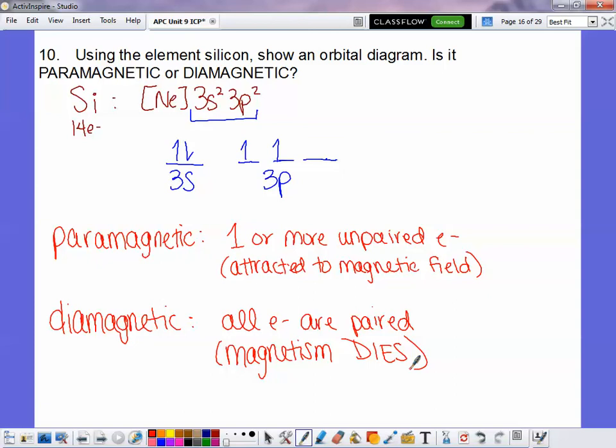So is silicon para or dia? It's paramagnetic, because there are unpaired electrons in the 3p. And you're going to see more of that in your homework.